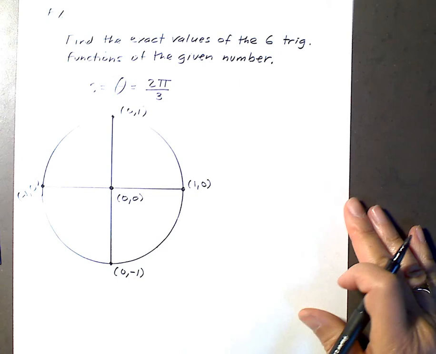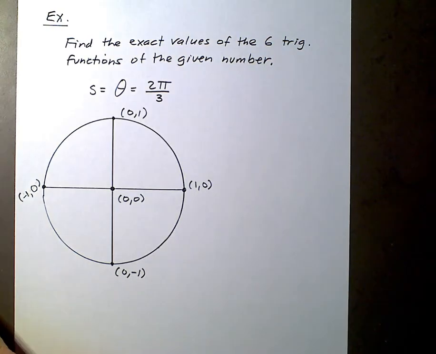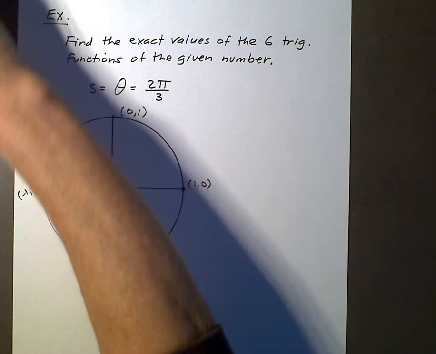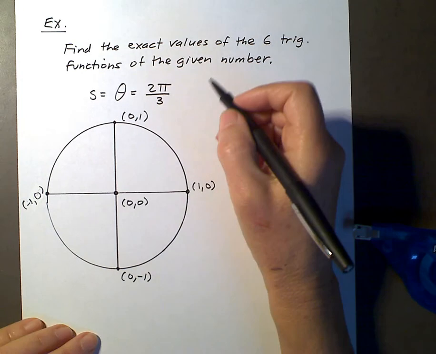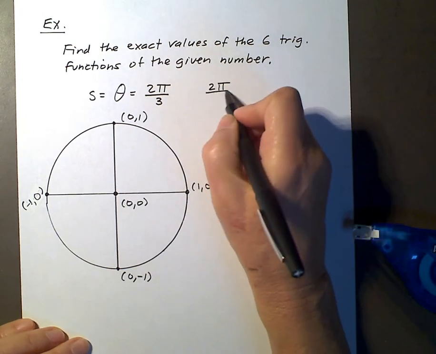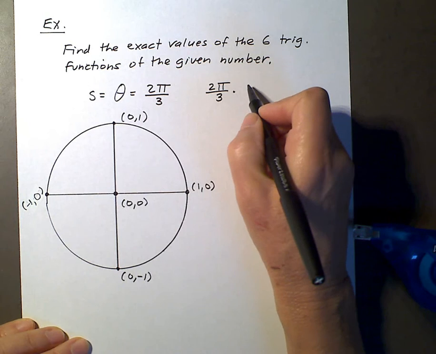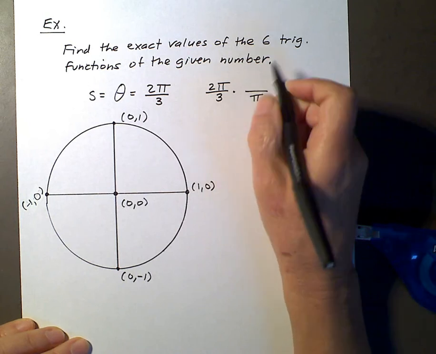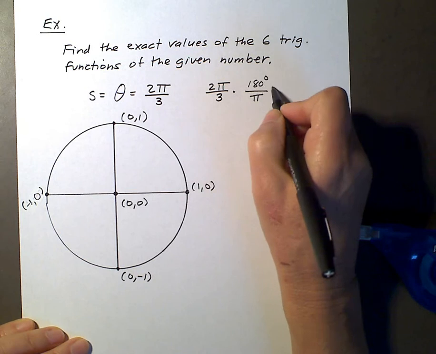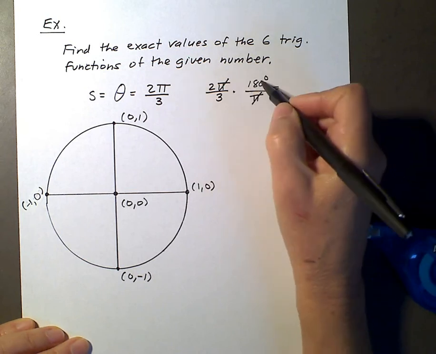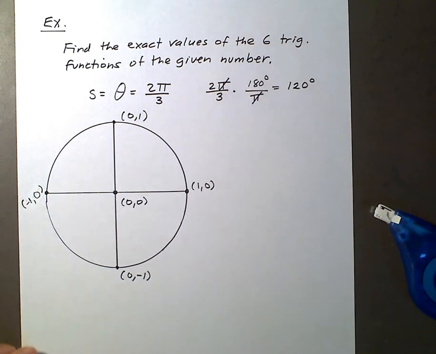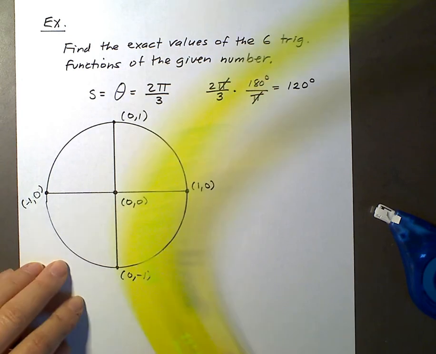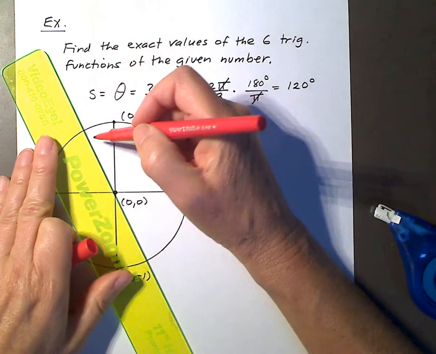Okay, so to find the exact values of the 6 trig functions for 2 pi over 3, we're given that that's the angle measure. So let's convert that to degrees so it's something that's familiar to us. I can convert that to degrees using the multiplier with pi in the denominator and 180 degrees in the numerator, and the pi's cancel, and 180 divided by 3 is 60 times 2 would be 120 degrees. So this is a familiar 120 degree angle. So it's going to terminate over in quadrant 2, about like so.